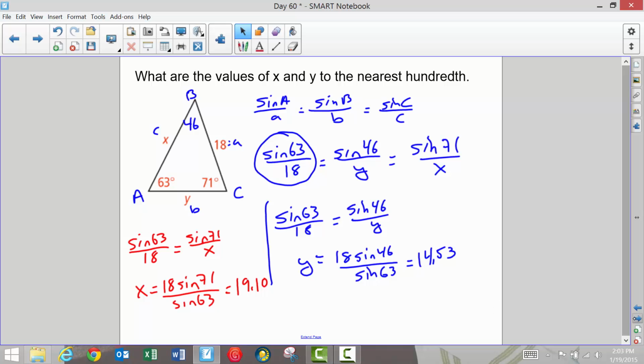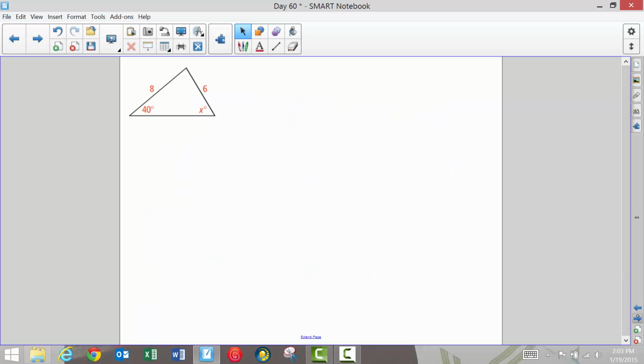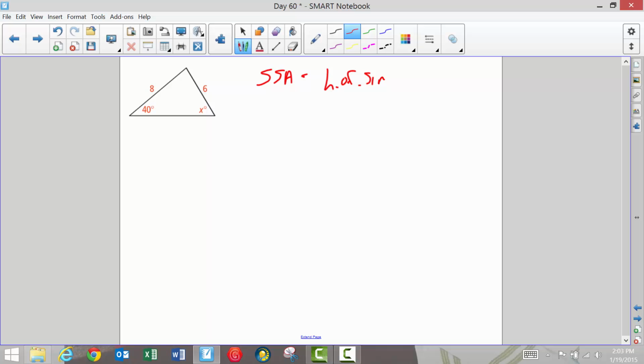So let's do another example. In this case, I have a side angle. So this is side angle. So it's still law of sines. I'm going to label this A, B, and C. And now this is where we could have two answers. Why? Because it's side angle. Now let's go back to the slide that I skipped over in the beginning of the video.